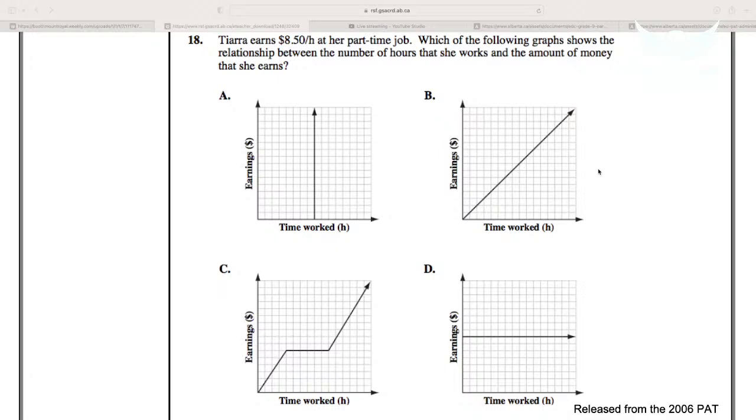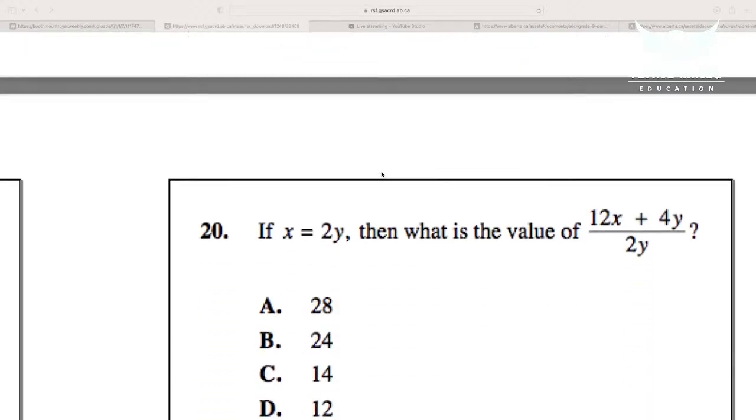Because the x-axis will represent the number of hours, and the y-axis represents earnings, right? So it means that if she works, she earns money. The more she works, the more she earns. So it's a linear relationship. So the correct answer will be B in this question. Okay, let's move forward.